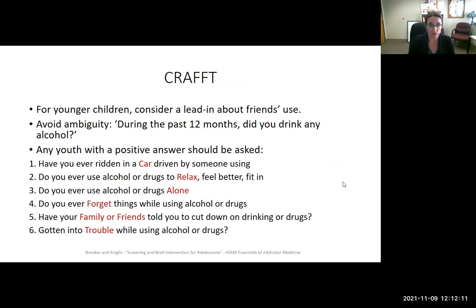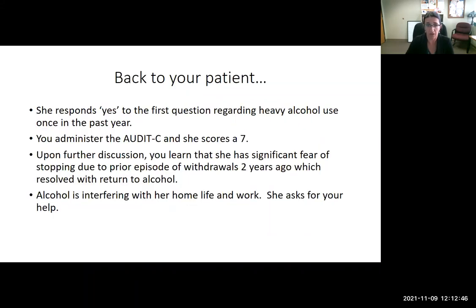And just to touch upon that CRAFFT tool, you could consider using a lead-in about friends' use, especially for younger adolescents. And you really want to avoid ambiguity, so being very direct then, after your initial lead-in: during the past year, did you drink any alcohol? And any youth who has a positive answer should then be asked the following questions. So asking about being in a car driven by someone using alcohol or drugs, using to relax, using alone, ever forgetting while using alcohol, have family or friends asked you to cut down, and have you gotten into trouble while using?